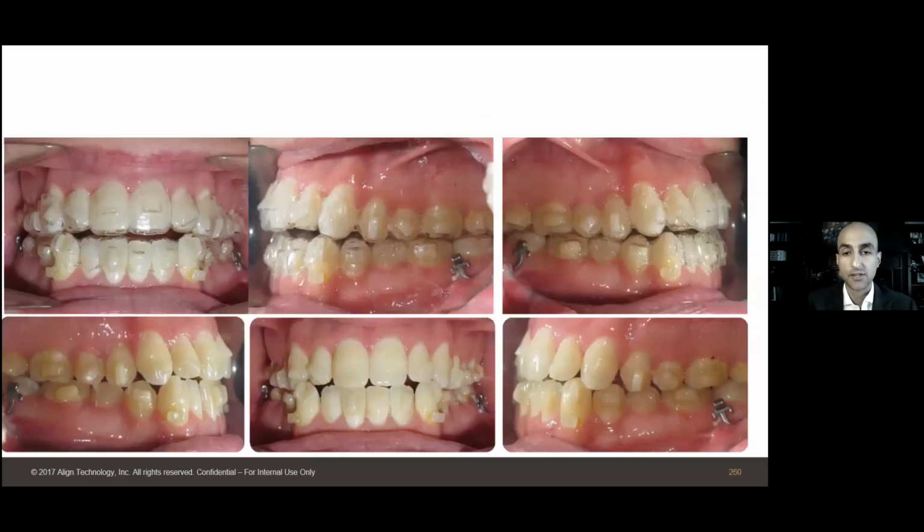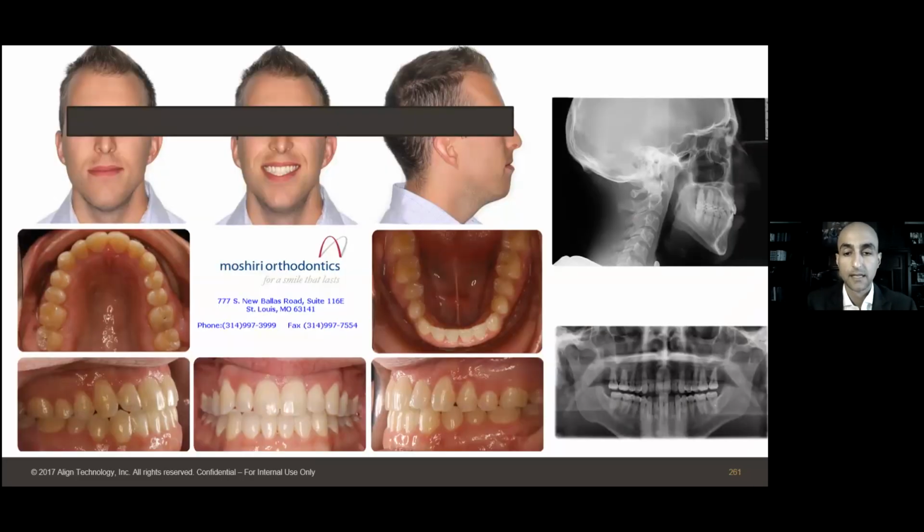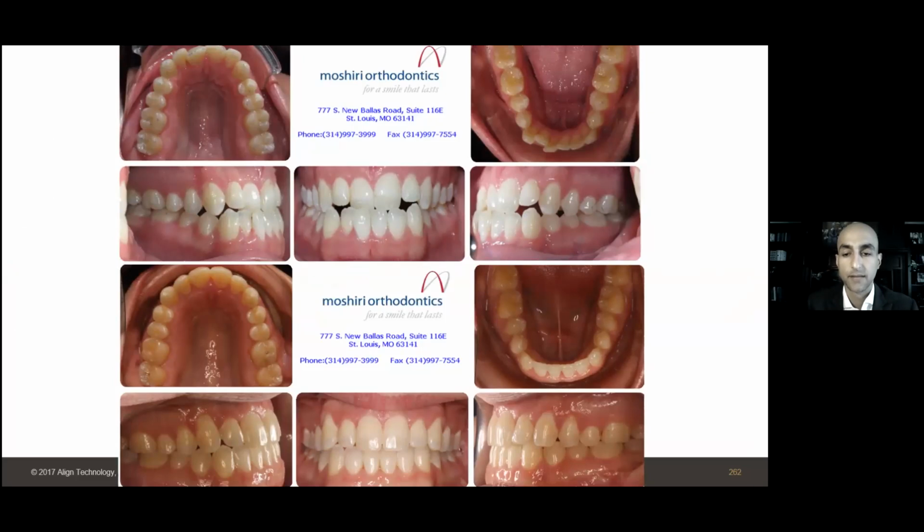See the patient with his trays in. Again, kind of the mechanics being used overall. And that's where he ended up finishing at the end of treatment. Pre and post for him.